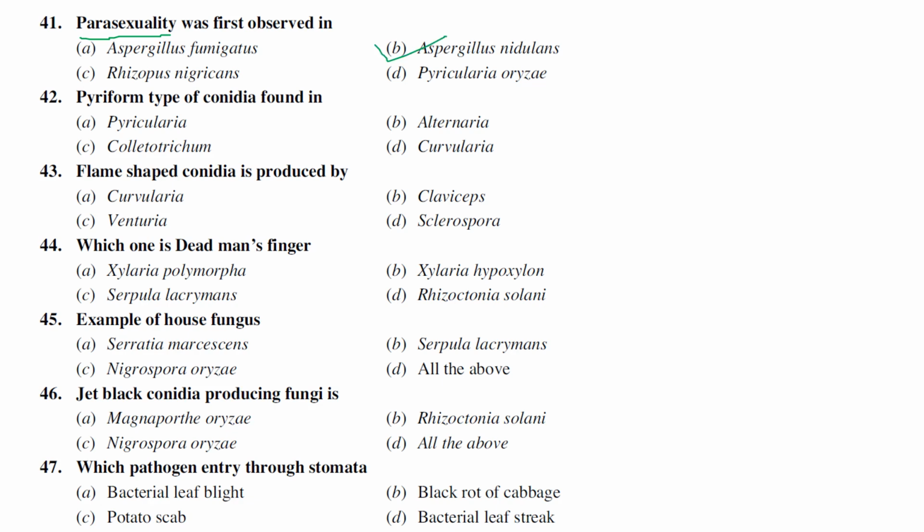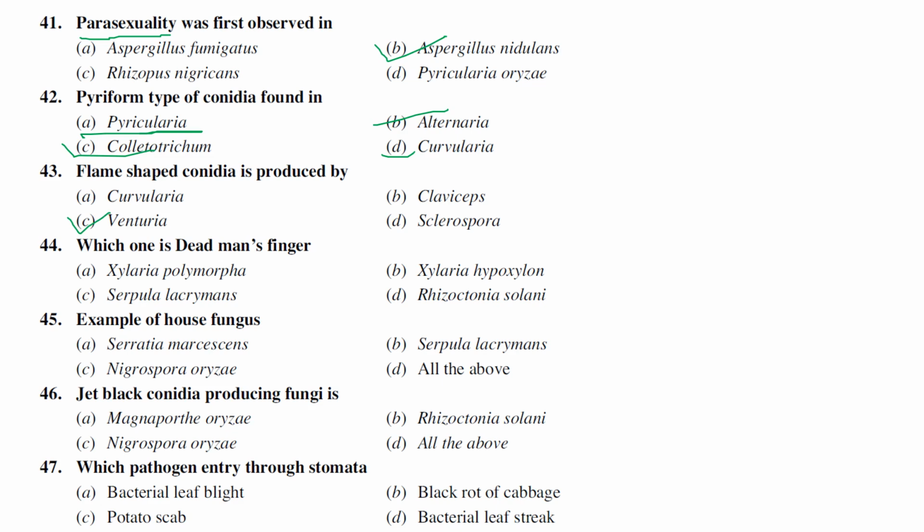Next one, pyriform shaped conidia is produced by Colletotrichum, Alternaria, Curvularia? Alternaria produces bell shaped, Colletotrichum oil globule, Curvularia curve shaped. Only one thing is left, that is Pyricularia, which produces pyriform or pear shaped conidia, with 2 septations and 3 cells. Flame shaped conidia is produced by Curvularia, Claviceps, Sclerospora, Venturia. So Venturia generally produces flame shaped conidia.